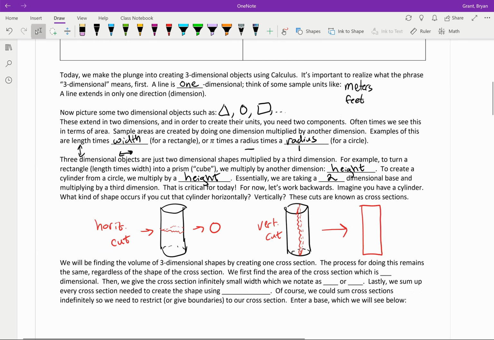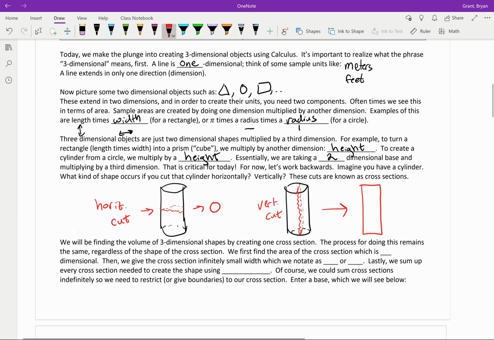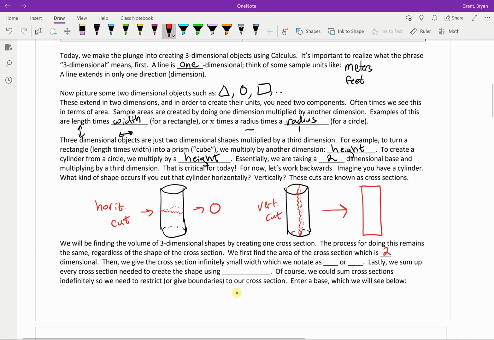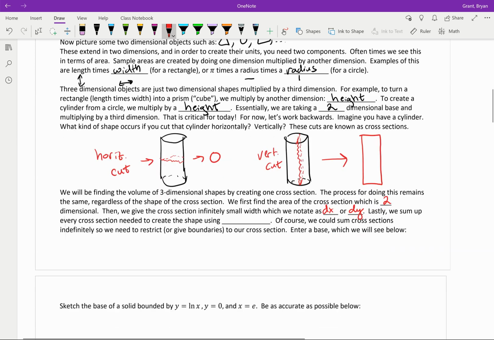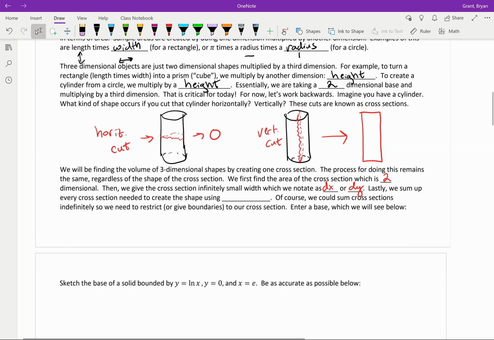So what we're going to do today is take a cross section, where a cross section is like one of these cuts. Once we have the area of one of these cuts, we're going to multiply by a third dimension and go from there. So the steps: we first find the area of the cross section, which is two-dimensional. Would you agree both of these cross sections up here have two dimensions? Then we're going to give the cross section some infinitely small width, which of course we notate as dx or dy. And then lastly, we sum up every cross section we need to create a shape using an integral.